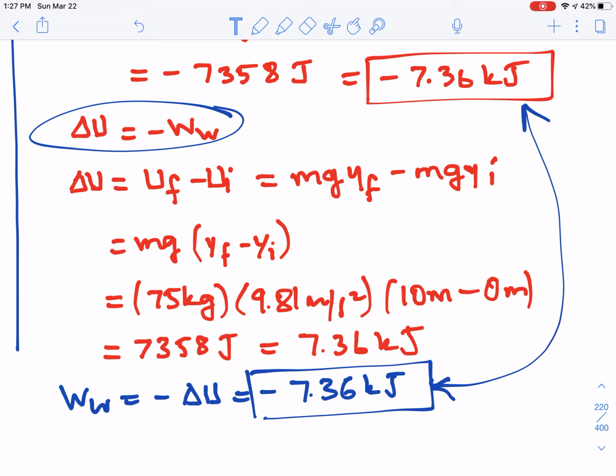Okay, so this is another way of doing it. And in the energy conservation equations, we'll see how to use this. We have to choose which one we want to use. Do we want to keep delta U, or do we want to keep the work done by the weight force? Not both of them. That would mean double counting, and we don't want to do that. Okay, so I'm going to end it here, and I'm going to work on the next step in another video.